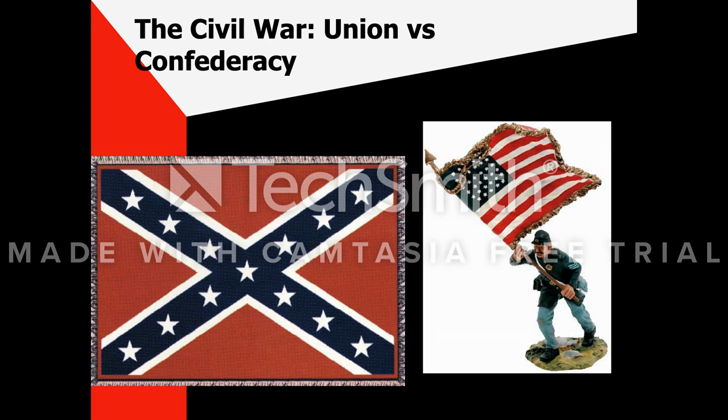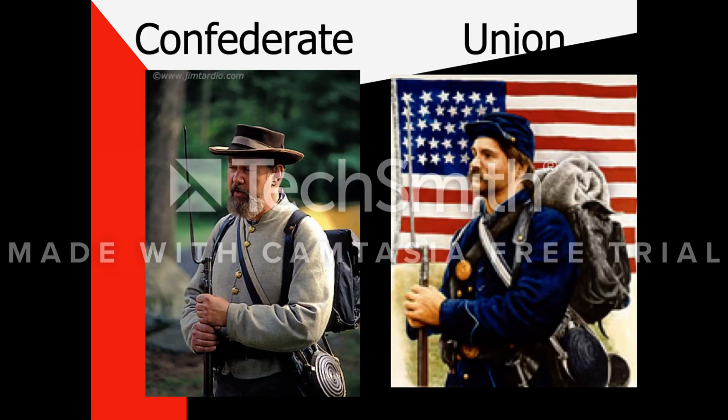Alright, so first thing we're going to look at is the Union versus the Confederacy. So on the right here, you have the Union, which is the guy holding the flag. That represents the Union, and on the left is the flag of the Confederacy. So those are the states that left the Union, the United States. And this happened in 1861. The Confederacy was the states that ended up leaving because they didn't want slavery to be abolished.